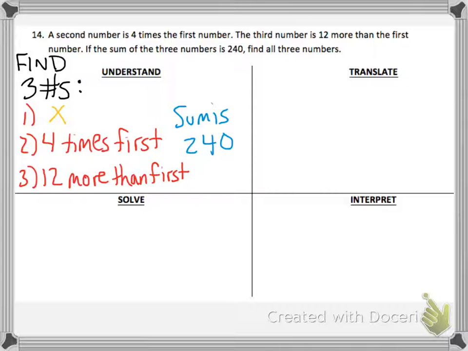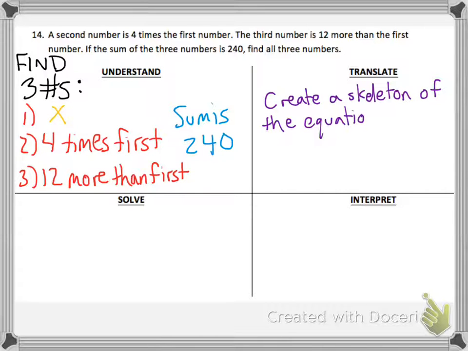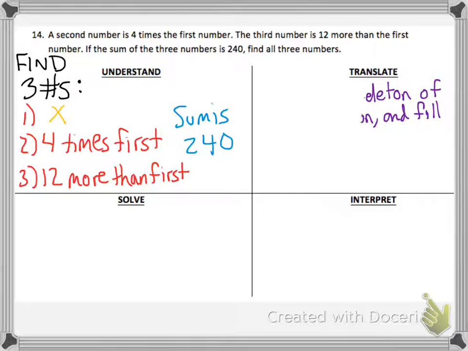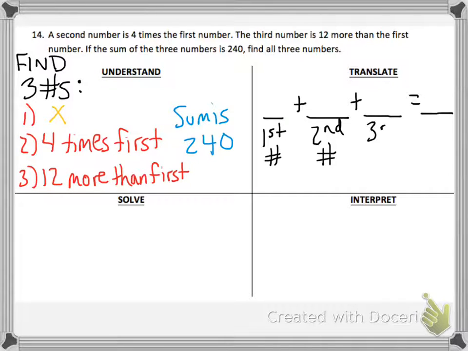When we move on to the translate step, this is where we want to create a skeleton of the equation, and we want to fill in the skeleton to actually make our equation. So we start by remembering we're adding three numbers together to get to one number. So our skeleton has three blanks added together, and that's set equal to just one blank. Our three blanks on the left side of the equation are our first number, second number, and third number, and our last blank is the sum.